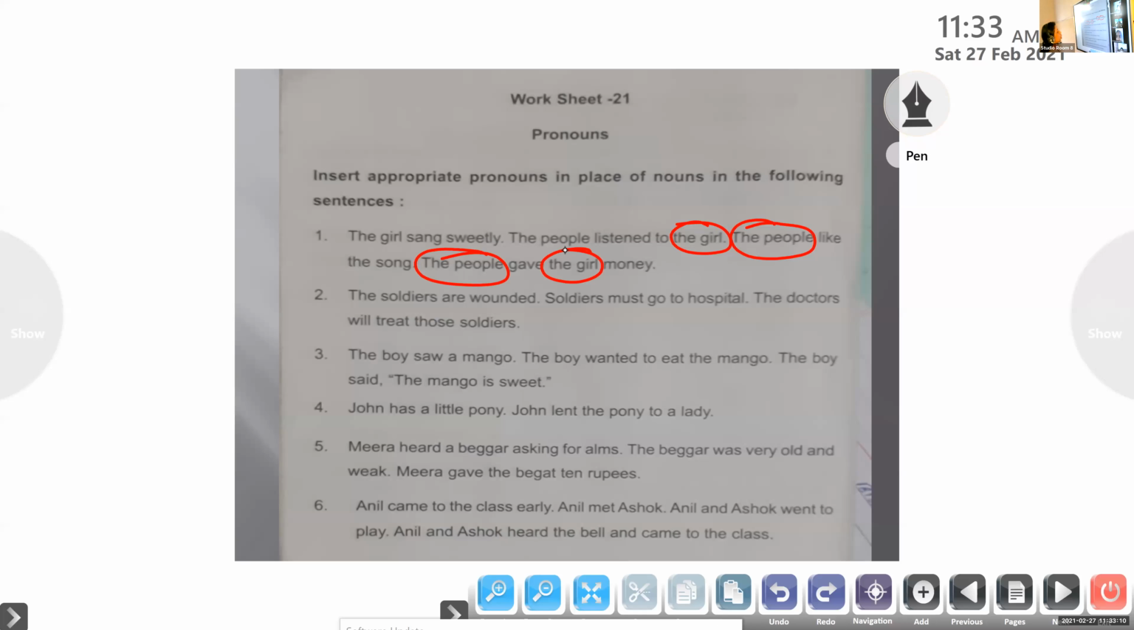So what do we do on it? The people listen to the girl. So here the girl is the object. So the object has to be replaced by the object pronoun. So what do we have to do? The people listen to? She. Not she. They. How come girl?